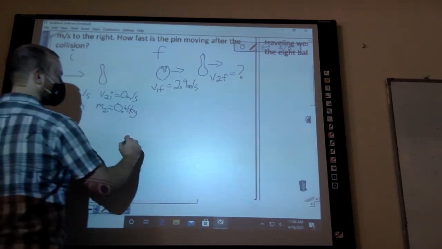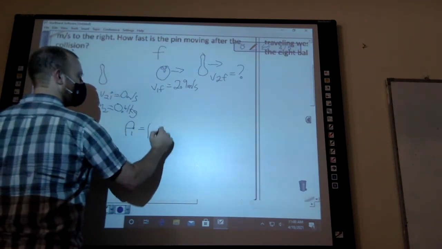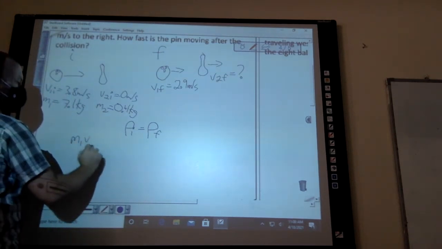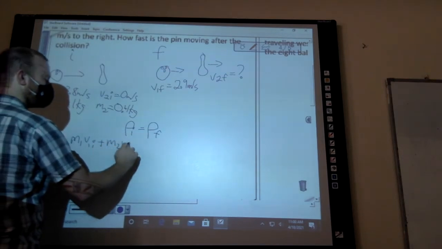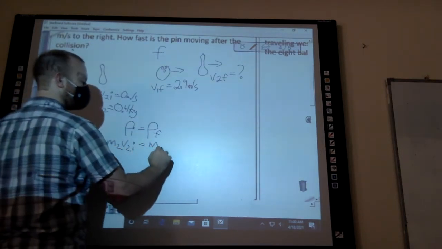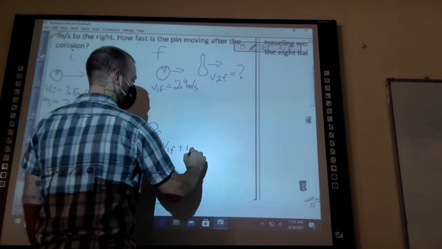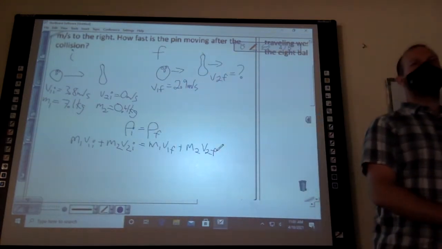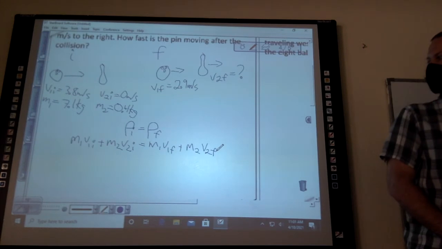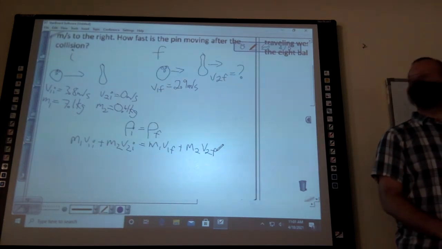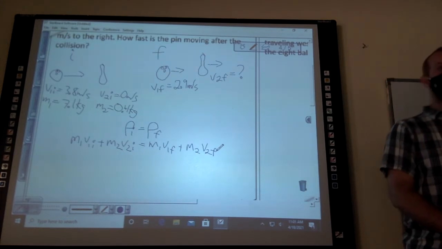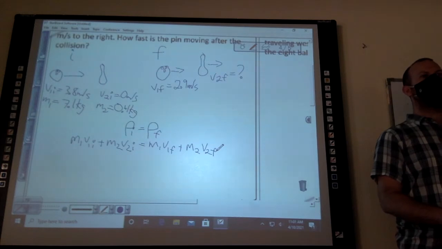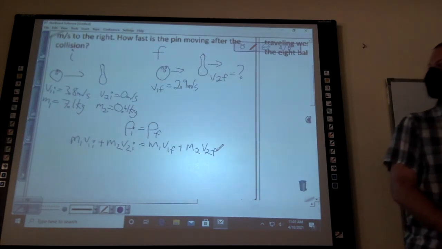Nice thing is, I don't even need to look at the question. We know momentum initial equals momentum final. So we got m1v1i plus m2v2i is m1v1f plus m2v2f. Momentum of the two objects initially equals the momentum of the two objects final. Any questions with the setup so far? Okay.